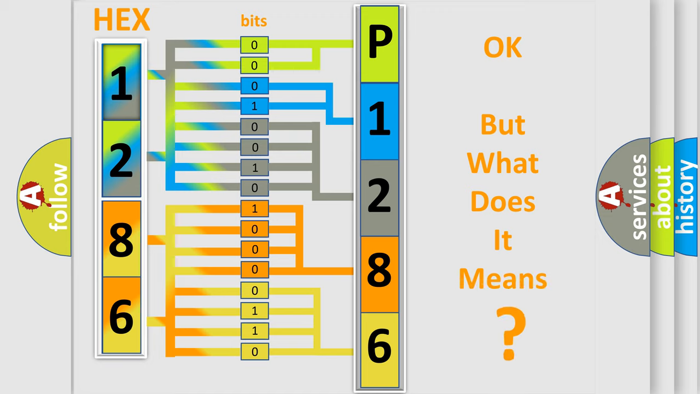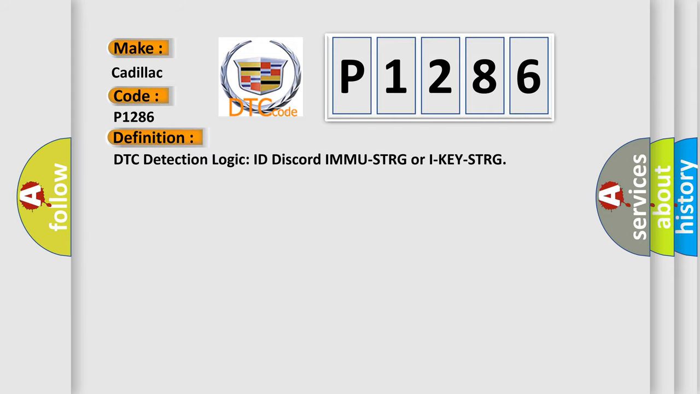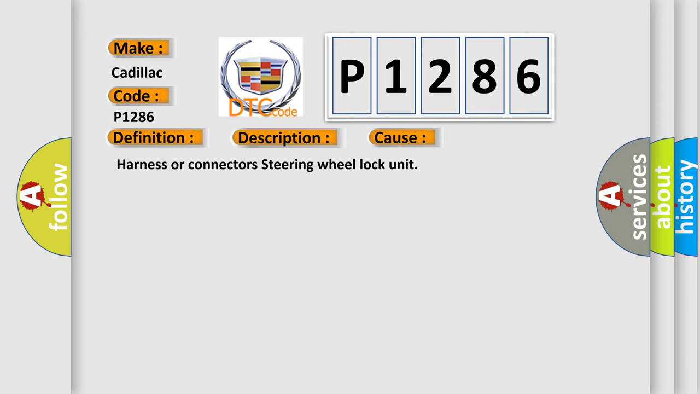The number itself does not make sense to us if we cannot assign information to what it actually expresses. So, what does the diagnostic trouble code P1286 specifically mean for Cadillac? The basic definition is DTC detection logic: ID discord IMMU-STRG or IKEY-STRG. And now this is a short description of this DTC code. The ID verification results between the BCM or intelligent key and the steering control unit are in discord, and registration is necessary. This diagnostic error occurs most often in these cases: harness or connectors, steering wheel lock unit.